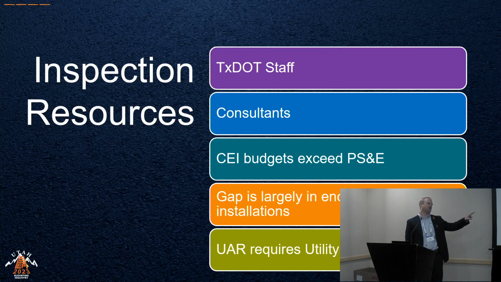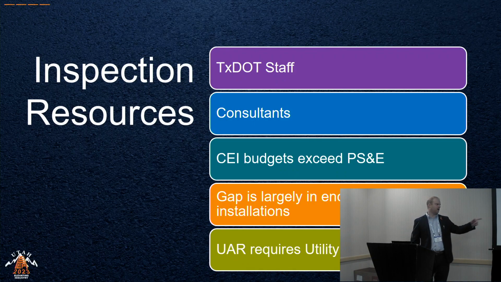And again, reiterating that point on the fourth bullet, the gap is largely encroachment installations, so a utility filing for a permit and not related to a TxDOT project. And we get out there and they say, hey, we're 48 inches deep here. And our contractor gets out there and they're 30 and they're in the way of the transportation infrastructure.